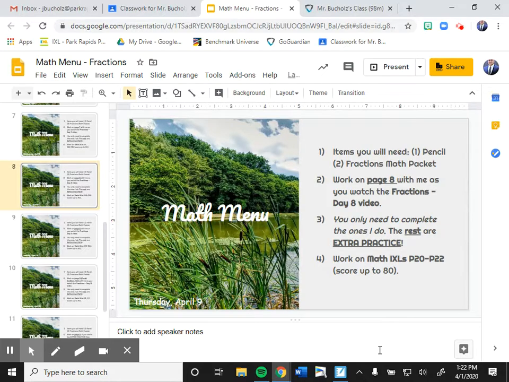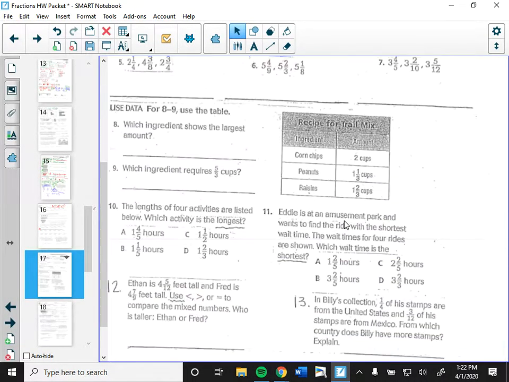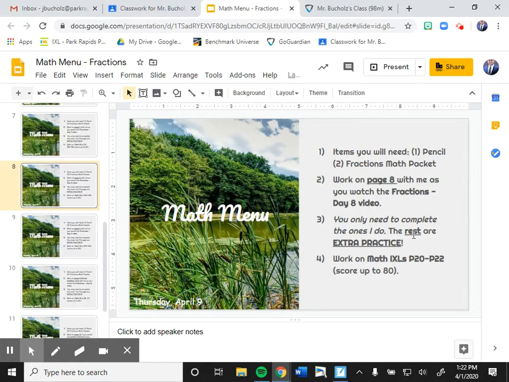Today you're going to need a pencil and the fractions math packet, like every other day. You're working on page 8 today. Page 8 looks something like this. It says compare and order mixed numbers on the top. We're going to be doing those. Remember, you only needed to complete the ones I do. The rest are extra practice.